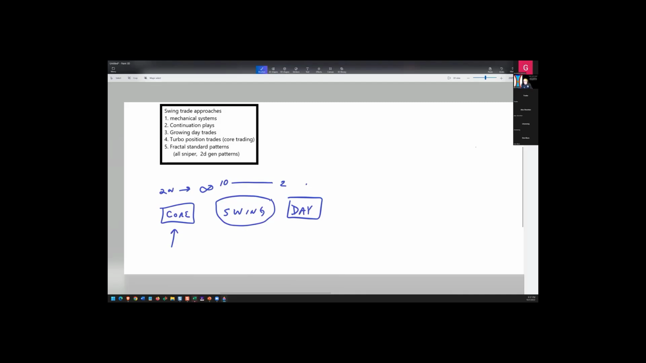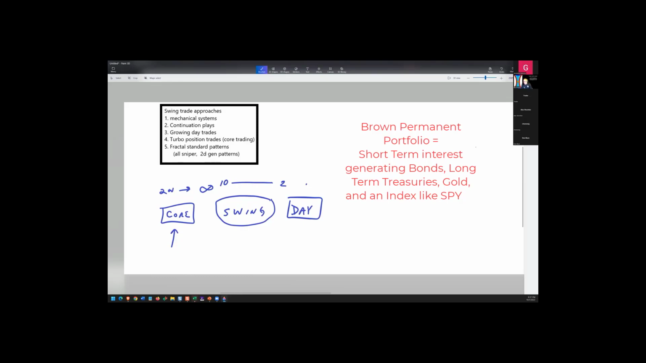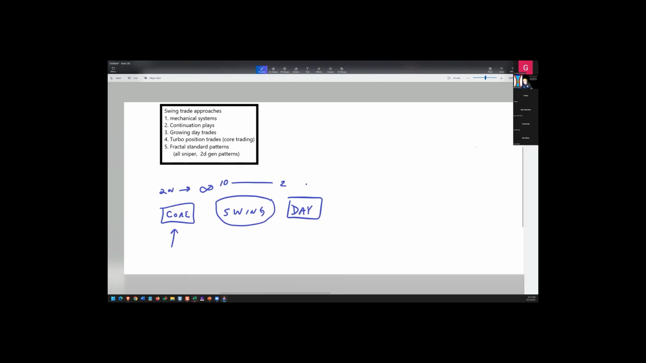You might use something like the Brown Permanent Portfolio, which is a mix of short-term interest-generating bonds, long-term treasuries, gold, the S&P 500, for example, or total market index. And it just rebalances continuously, always in the market. So in the core, what you're really looking at is simply you're watching the corn grow. You're trying to plant the corn during the right season and just let it grow. Go fishing during fishing season, something like that. So you're not really trying to optimize, you're trying to get market returns.